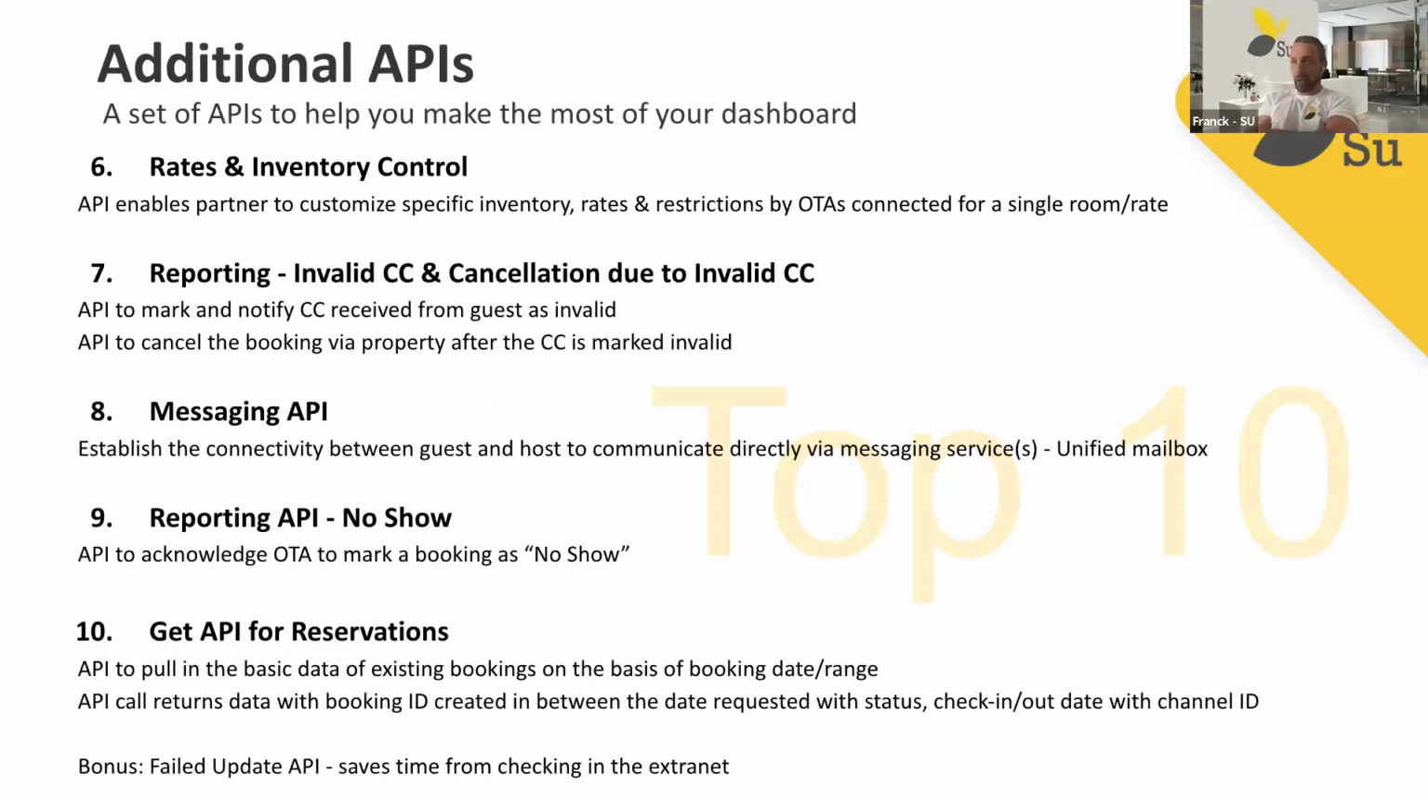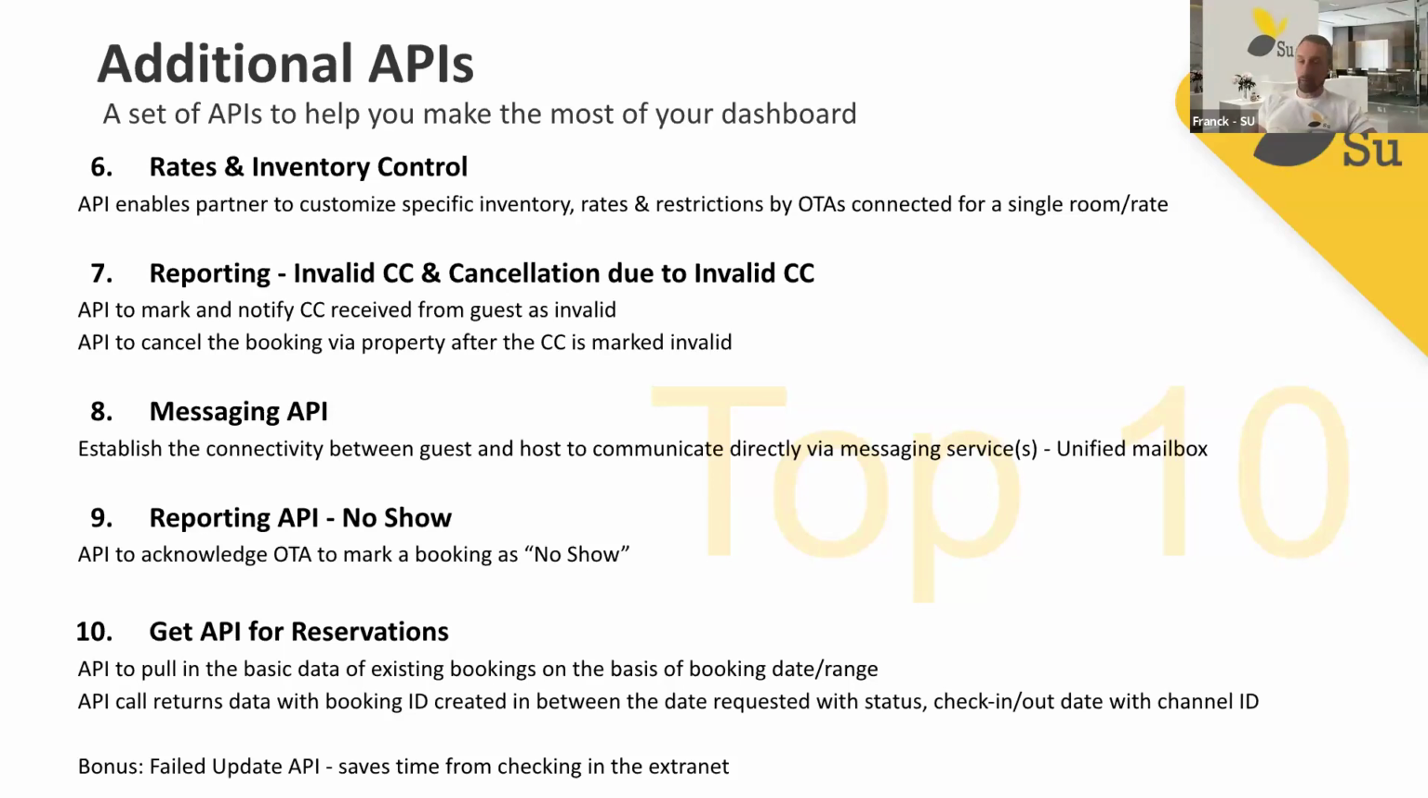Then we have additional APIs that we've made a selection of. Those are the most used by the partners that we work with, or the most requested by hotels. The rates and inventory control, number 6, is a very interesting one, and to me pretty much a mandatory one, which allows you to customize the inventory and price you send per channel per room type.